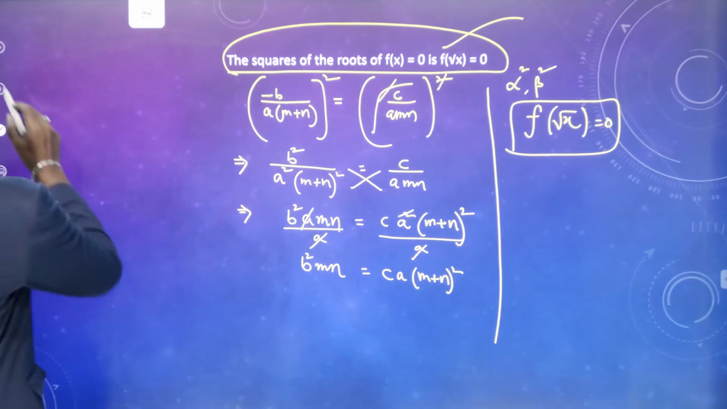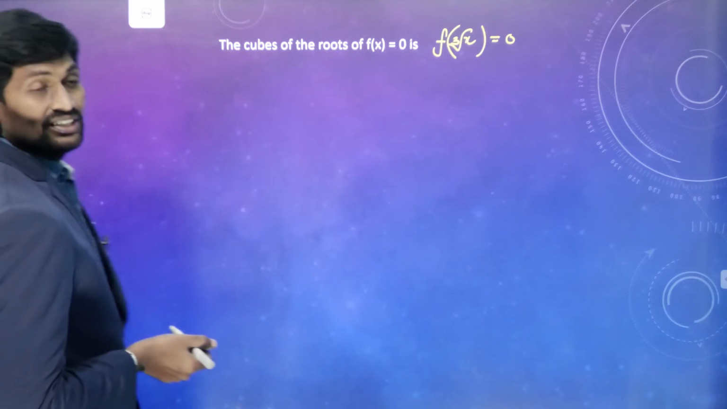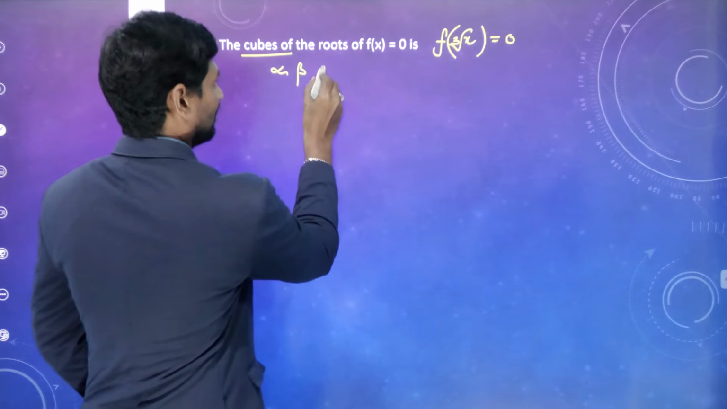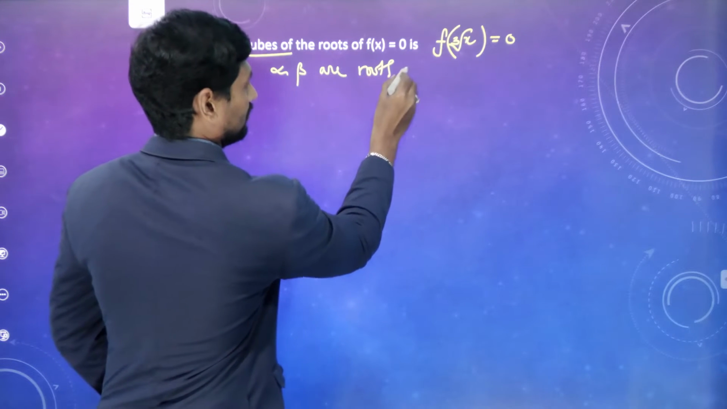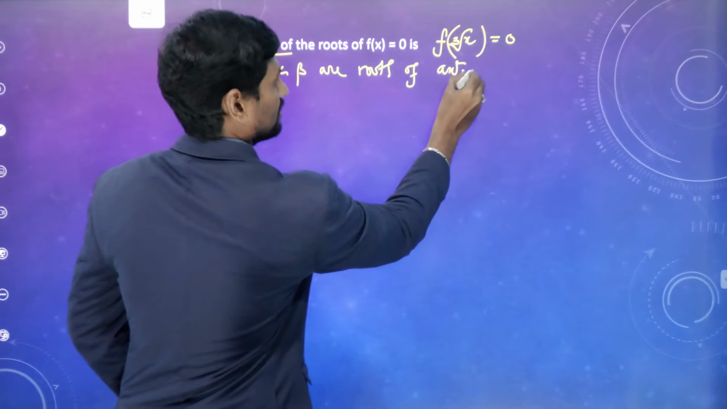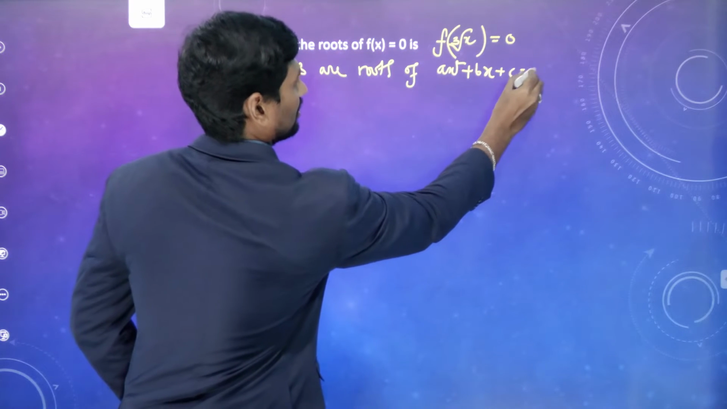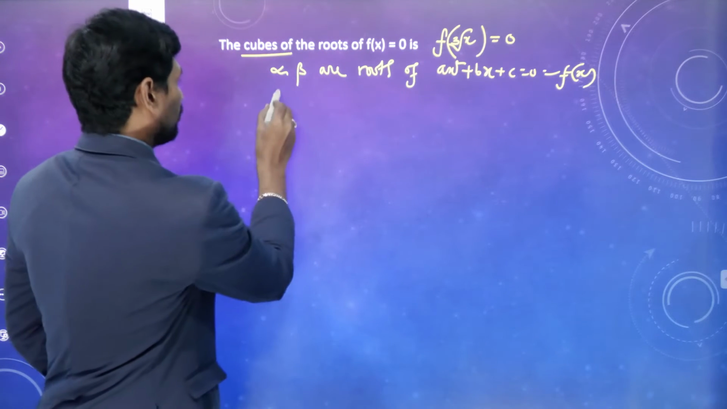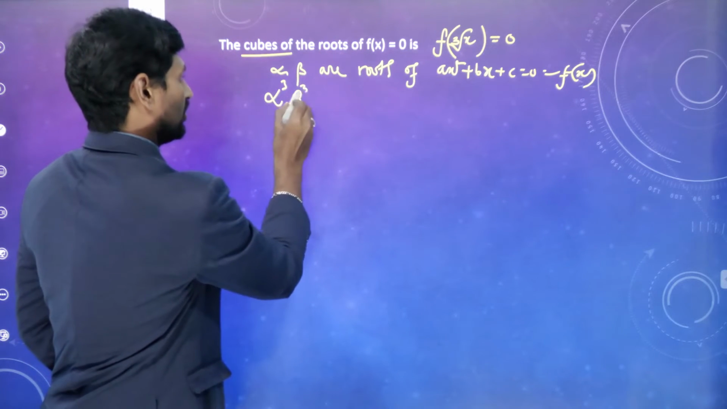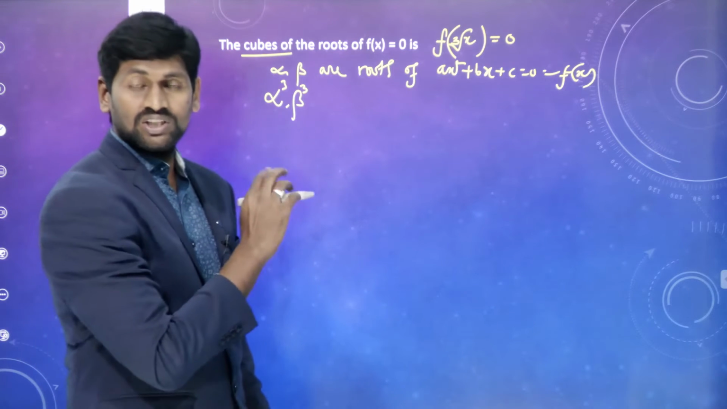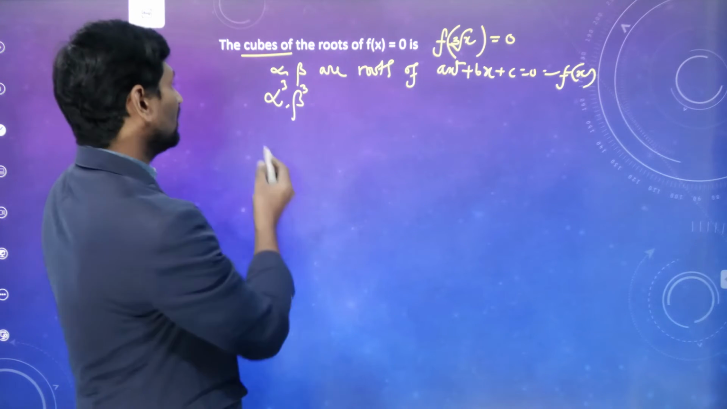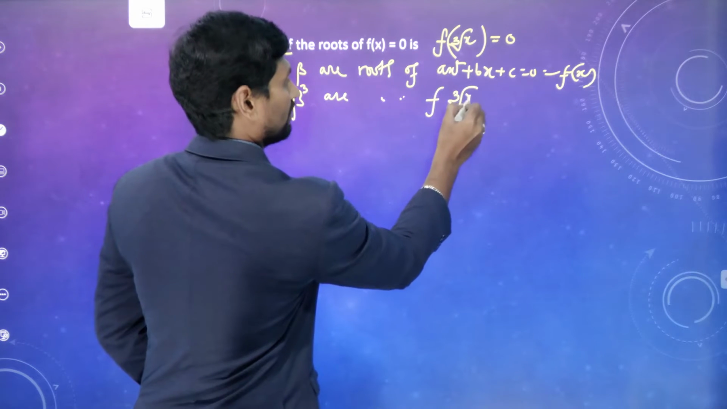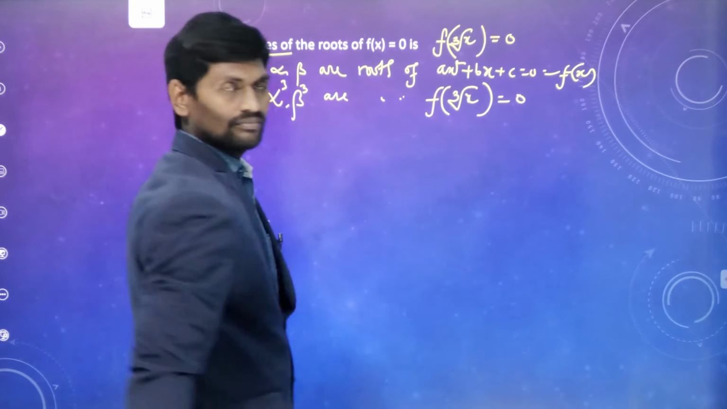Right. Next one. In the same way, cubes. That means alpha, beta are roots of ax square plus bx plus c equal to 0, that is nothing but f of x. Then alpha cube, beta cube. Cube inverse. What is the inverse of cube? Cube root. Alpha, beta are roots of f of cube root of x. Okay.